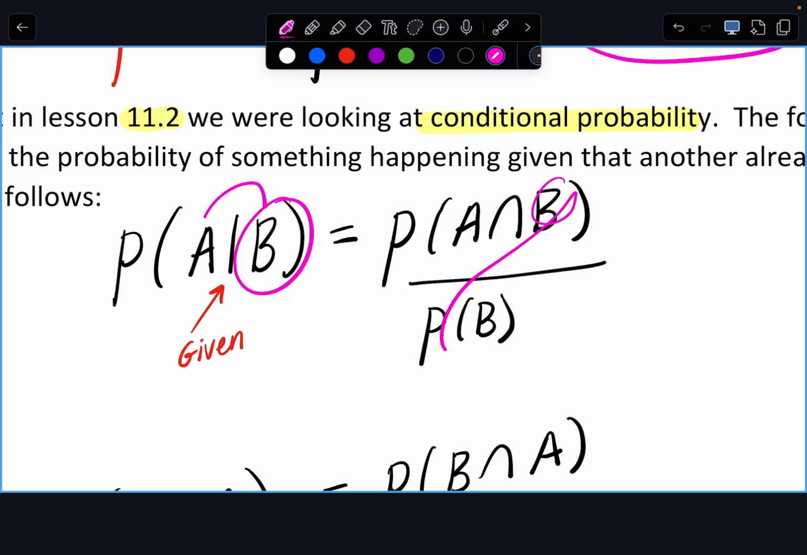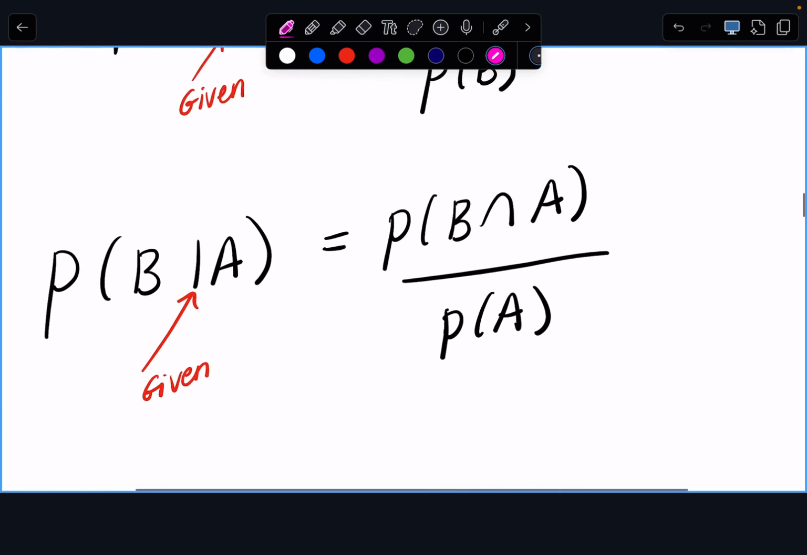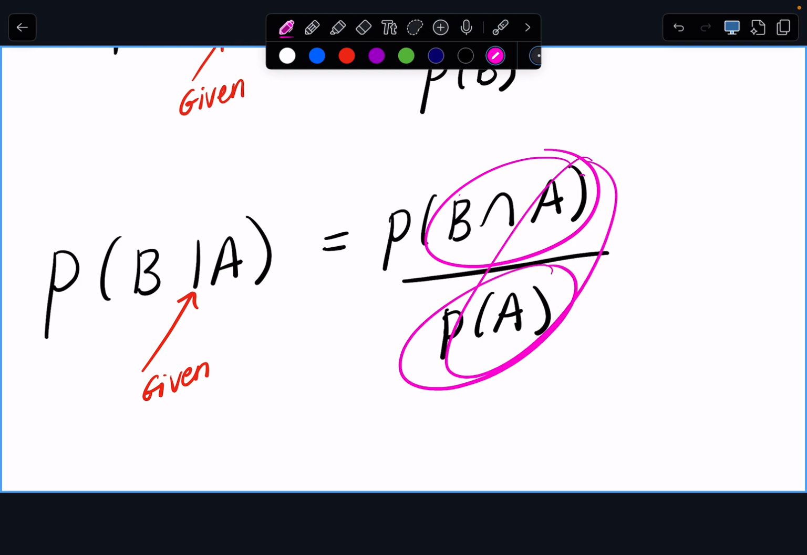Remember, the second thing goes on the bottom, right, everyone? To help you memorize it. Am I making sense? Okay, so if you're doing the probability of B given A, B and A stay in the same order. It's B intersect A, and then divided by the probability of A. Once again, notice the second thing is what we put on the bottom.